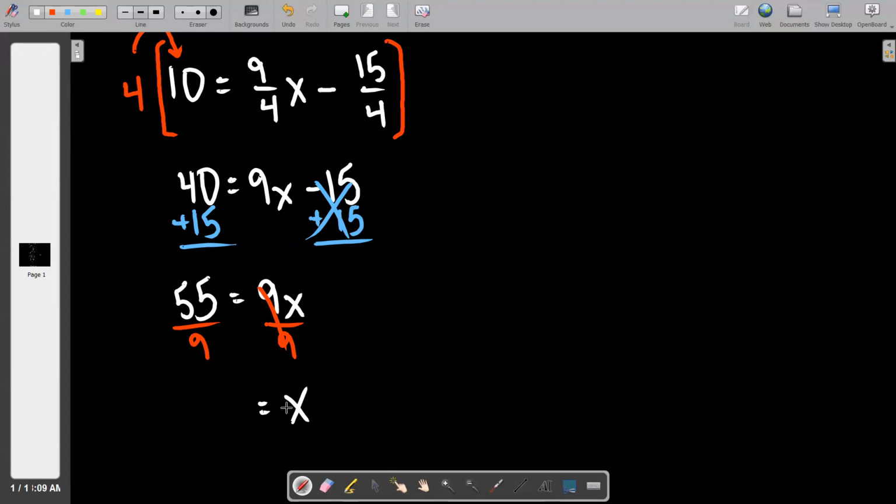They're not in our divisibility realm. So since I know you can't divide, it's going to be a fraction. Can 55 and 9 both be reduced by anything? No, so our answer is just x equals 55 over 9. And that is that.